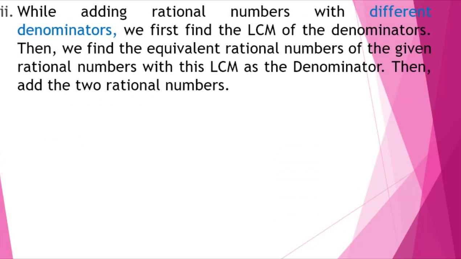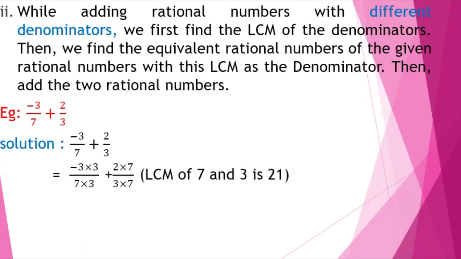While adding rational numbers with different denominators, we first find the LCM of the denominators. Then we find the equivalent rational numbers of the given rational numbers with this LCM as the denominator. Then add the two rational numbers. For example, minus 3 by 7 plus 2 by 3. Here both rational numbers have different denominators. So first we have to find the LCM of 7 and 3. LCM of 7 and 3 is 21.